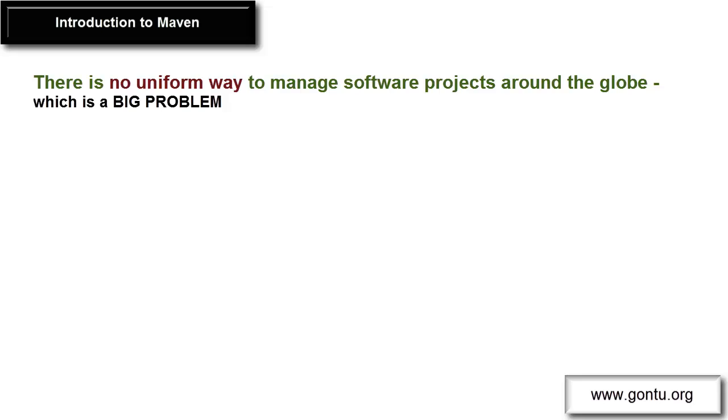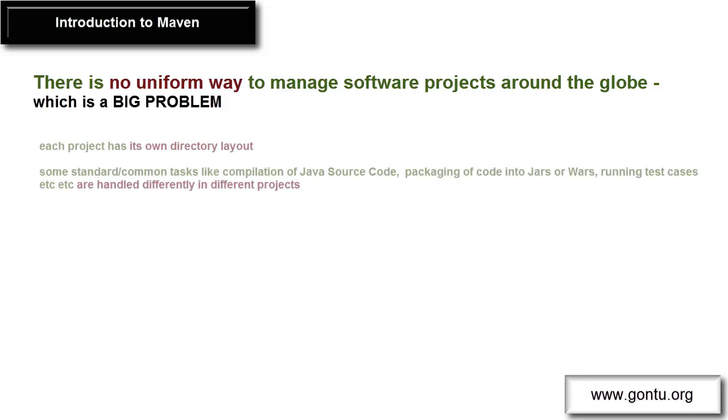What it means is each project would have its own directory layout. Common tasks like compilation of Java source code, packaging of code into jars or wars, running test cases, etc. are handled differently in different projects. So the problem here is very simple.